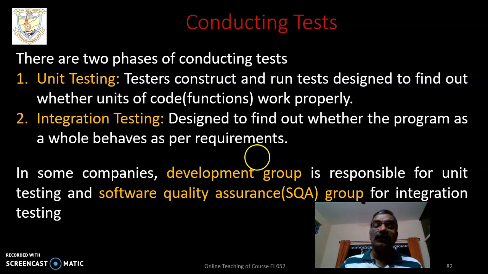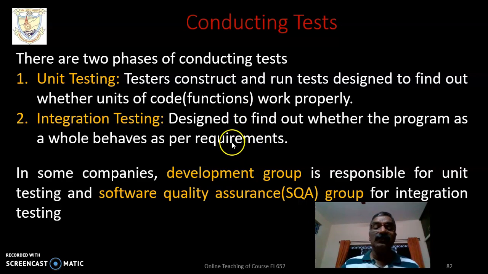So each unit, maybe it is a class, a function, a structure, a union, whatever it is, you just take one such unit and test whether it's working or not. The second one is integration testing, where the testing is designed to find out whether the program as a whole behaves as per requirements. Here all the spare parts are assembled, and then we check whether the whole system works or not.